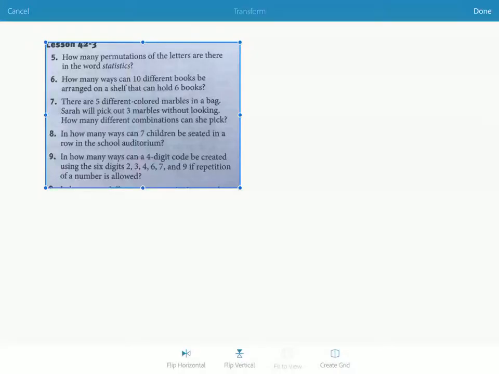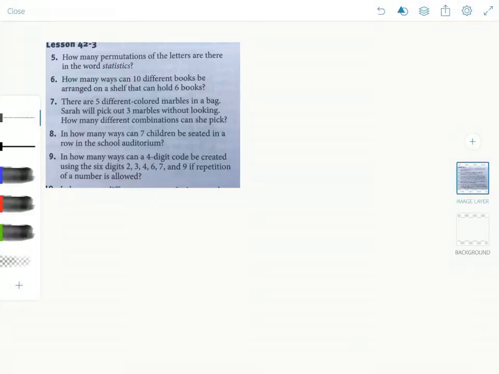This video is just going to include 5 more practice problems for permutations and combinations. So number 5: how many permutations of the letters are there in the word statistics? Remember, we don't want to count the repeated letters.